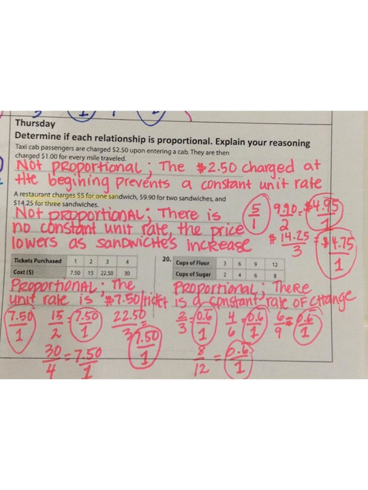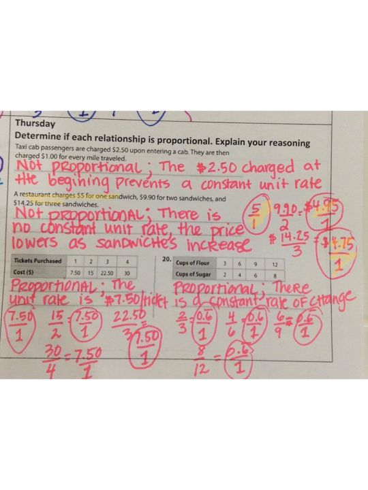For the restaurant charging for the sandwiches over here, I went ahead and reduced each rate to a unit rate, and it's not consistent. There's not a constant unit rate, so that means it's not proportional. The price lowers as the number of sandwiches increase.